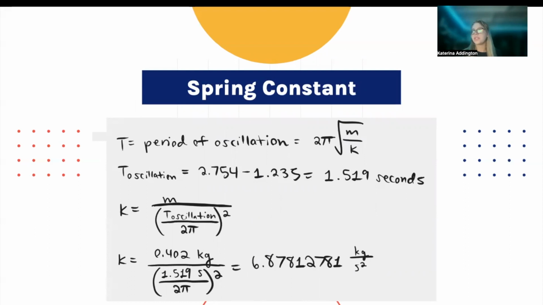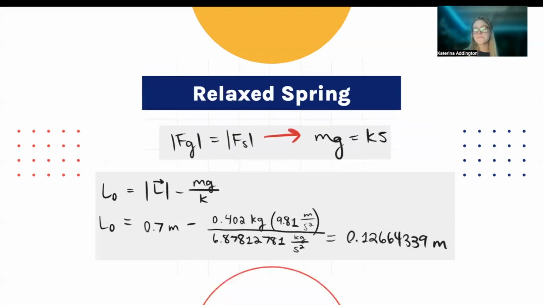We can then use that to find the spring constant K by plugging in our mass of 0.402 kilograms and our T. Then we can also solve for the relaxed spring length by using the length of the spring under compression and subtracting our M, our mass times the gravity constant, divided by our calculated K constant, to get the relaxed spring length. So you can see this number over here. It's about 6.9. And then here is our formula for the relaxed spring as well.